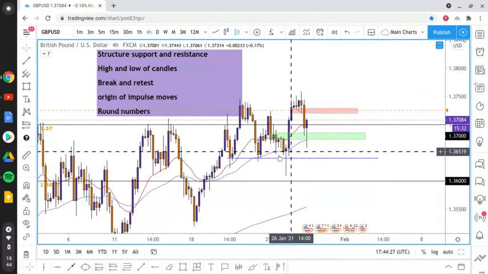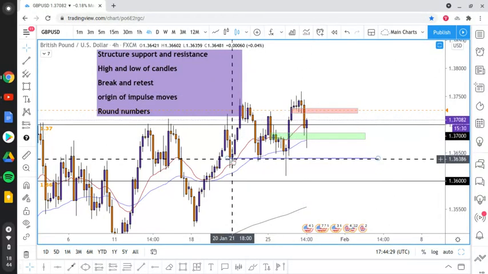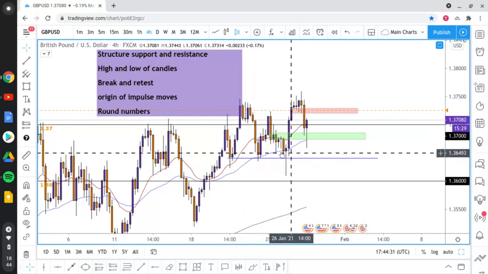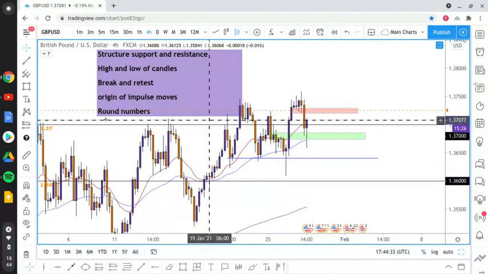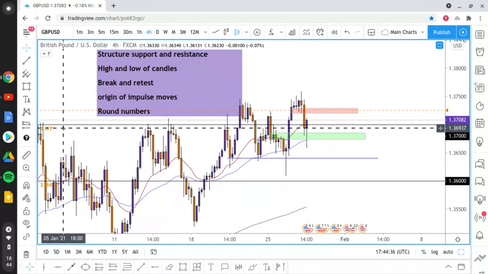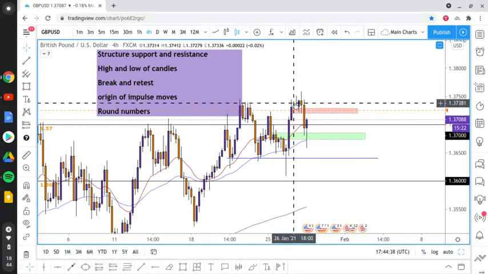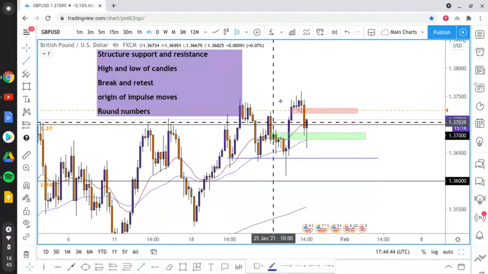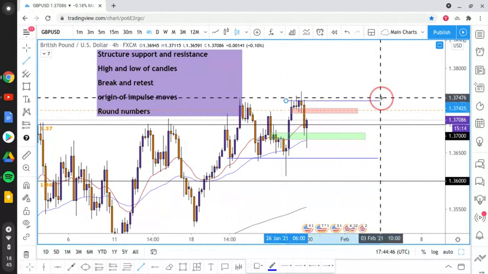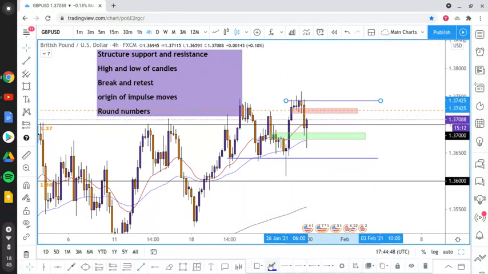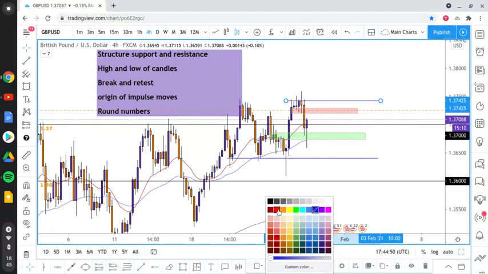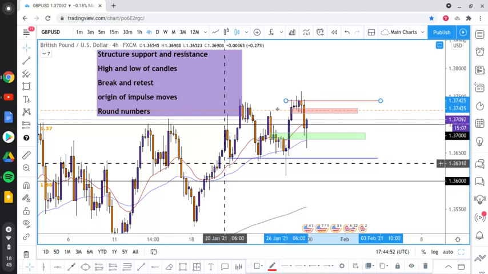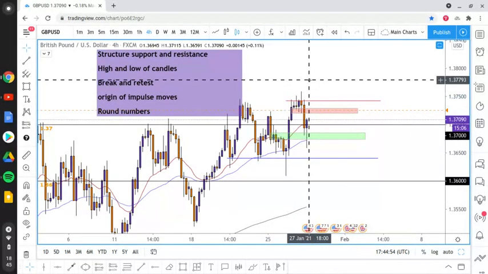We have the support down here. I just connect it to this body, but it brings in this whole body wick area. Then we obviously have the round number of 1.37, the high and low of the candles, so obviously daily, 4 hour candles again. Then we have the structure resistance up here. Again, we obviously have clear resistance, clear structure elsewhere, but to me, I work with the most recent key levels.